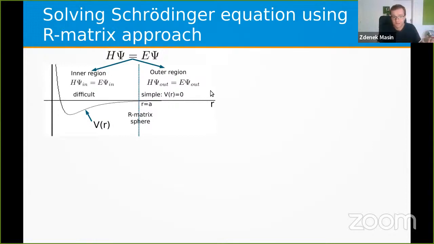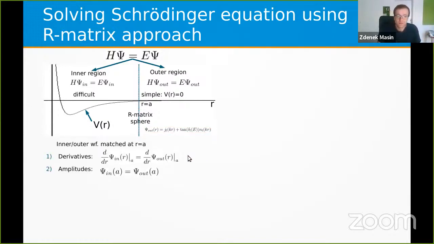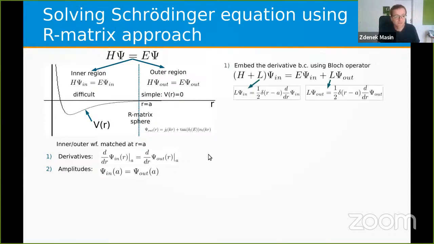Because the Schrödinger equation is a differential equation, we can solve it separately in different parts of space and then join it at the boundary, which is called the R matrix sphere. The simple solution is known explicitly, or at least its form is known explicitly. We know that in the outer region, it's some combination of the Bessel functions. Now, if we want to obtain the full solution, we have to match the inner solution with the outer solution on the R matrix sphere, and that's done, as you know, by just matching the amplitudes and their derivatives. Okay, so far so good.